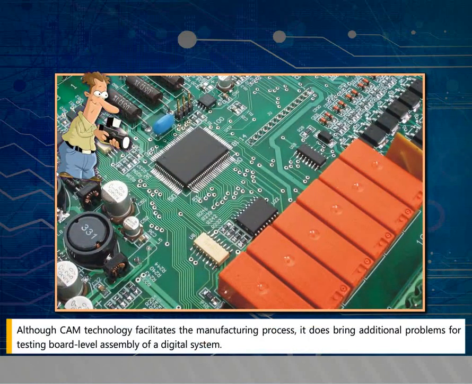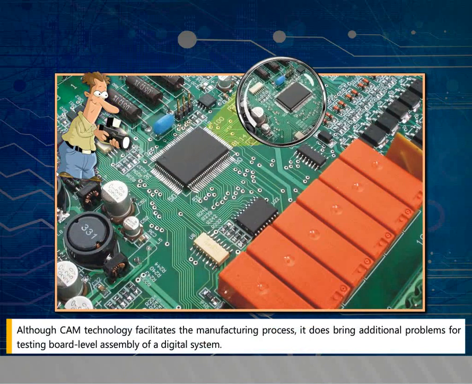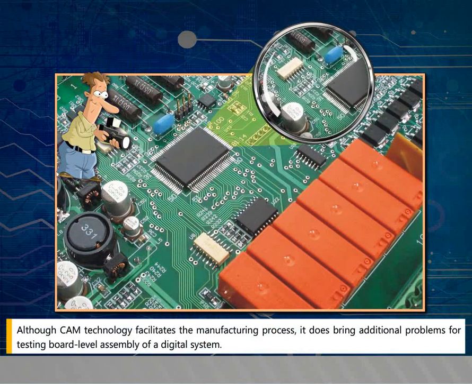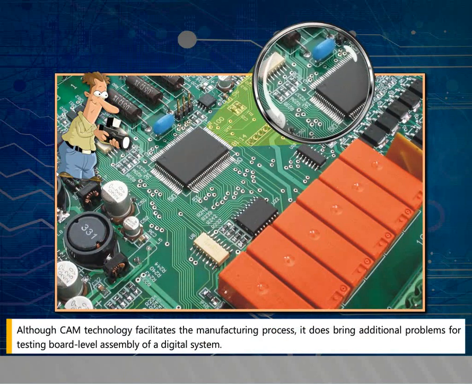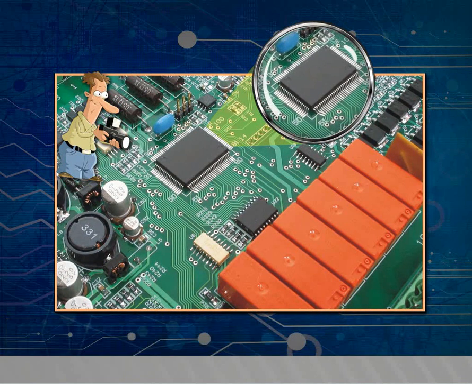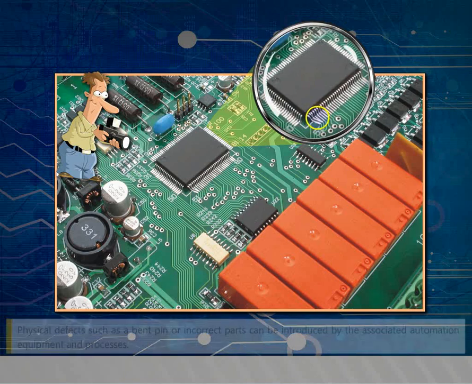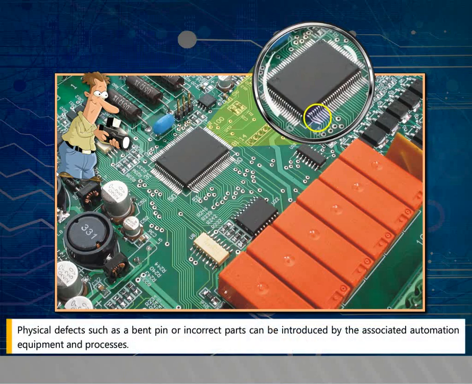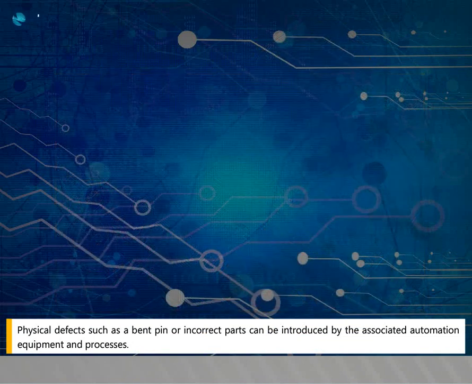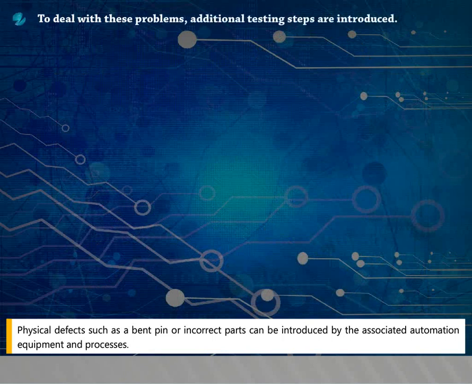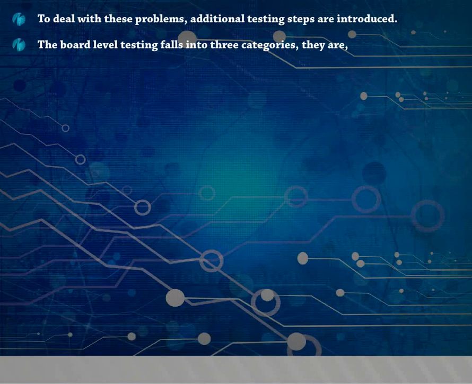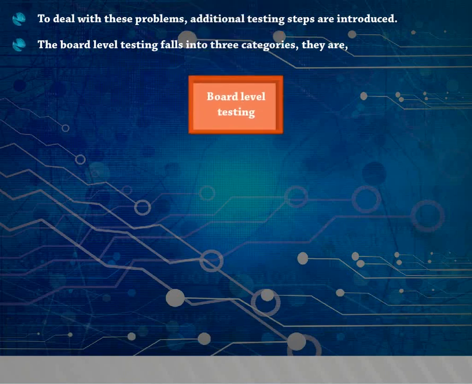Although CAM technology facilitates the manufacturing process, it does bring additional problems for testing board level assembly of a digital system. Physical defects such as bent pins or incorrect parts can be introduced by the associated automation equipment and processes. To deal with these problems, additional testing steps are introduced.